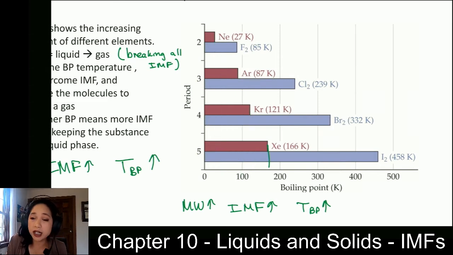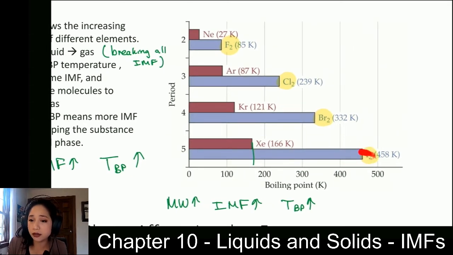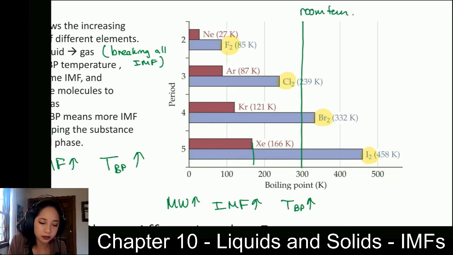And you can see the same thing for our diatomic halogens as well. We have diatomic fluorine, chlorine, bromine, and iodine. Again, we're just going down the periodic table, and you can see the heaviest of all the halogens has the highest boiling point. A consequence of these different boiling points is that at room temperature, which is about, let's just say, 300 degrees, fluorine and chlorine are gases.